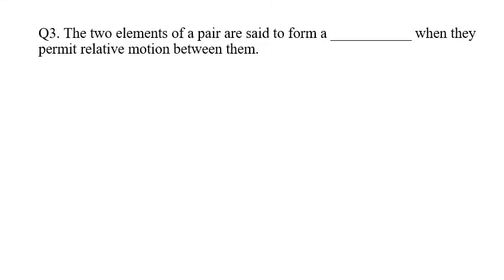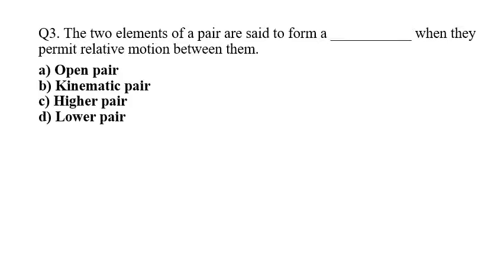Question number 3. The two elements of a pair are said to form dash when they permit relative motion between them. We'll see the answers. A. Open pair, B. Kinematic pair, C. Higher pair, D. Lower pair. Looking at the question, they have mentioned the pairing of two elements, so the open pair will be ruled out. Then we are left with three more: kinematic pair, higher pair, and lower pair. But there is nothing mentioned about higher pair or lower pair. So obviously you have to go for answer B.